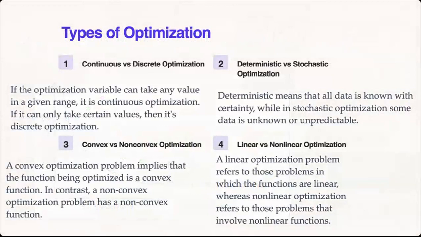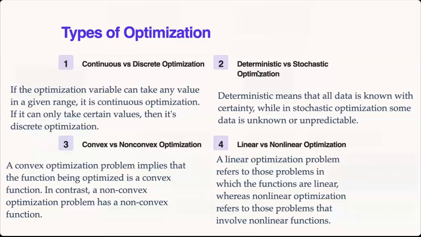Okay, so we have a summary of the types of optimization problem. The first one, continuous versus discrete optimization. For continuous optimization, the decision variables can take any real value, right? Real number. However, for discrete, the decision variable can take only integers, right?